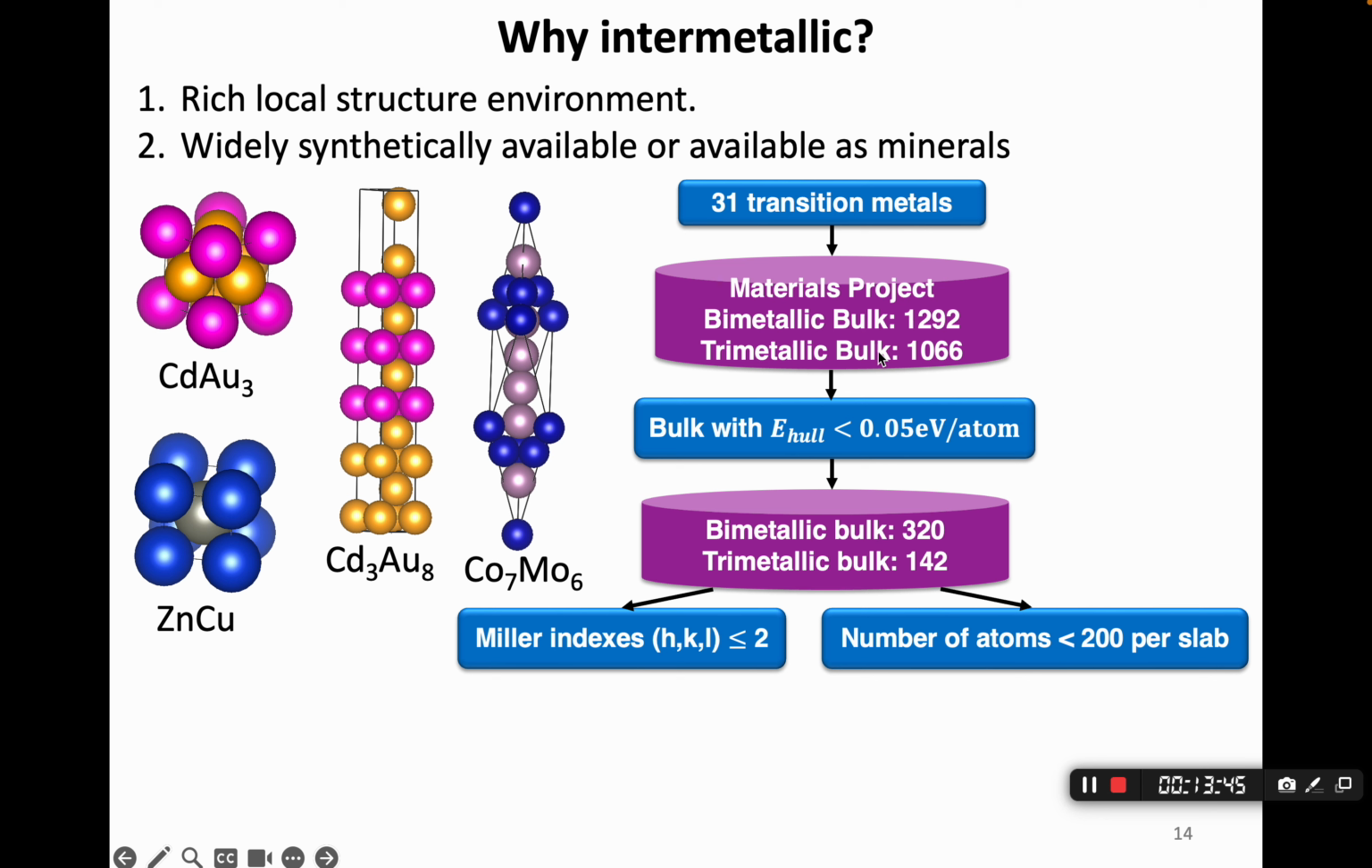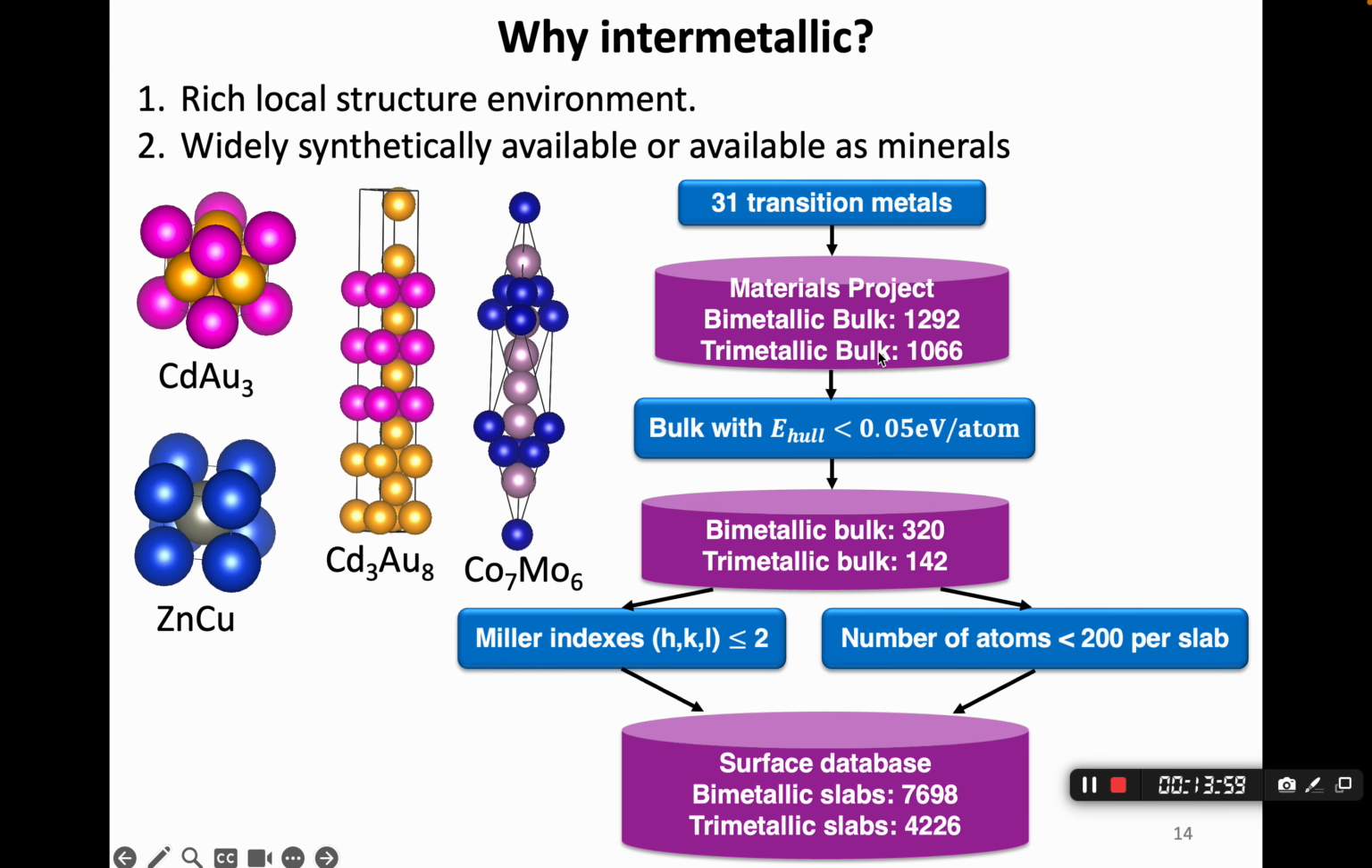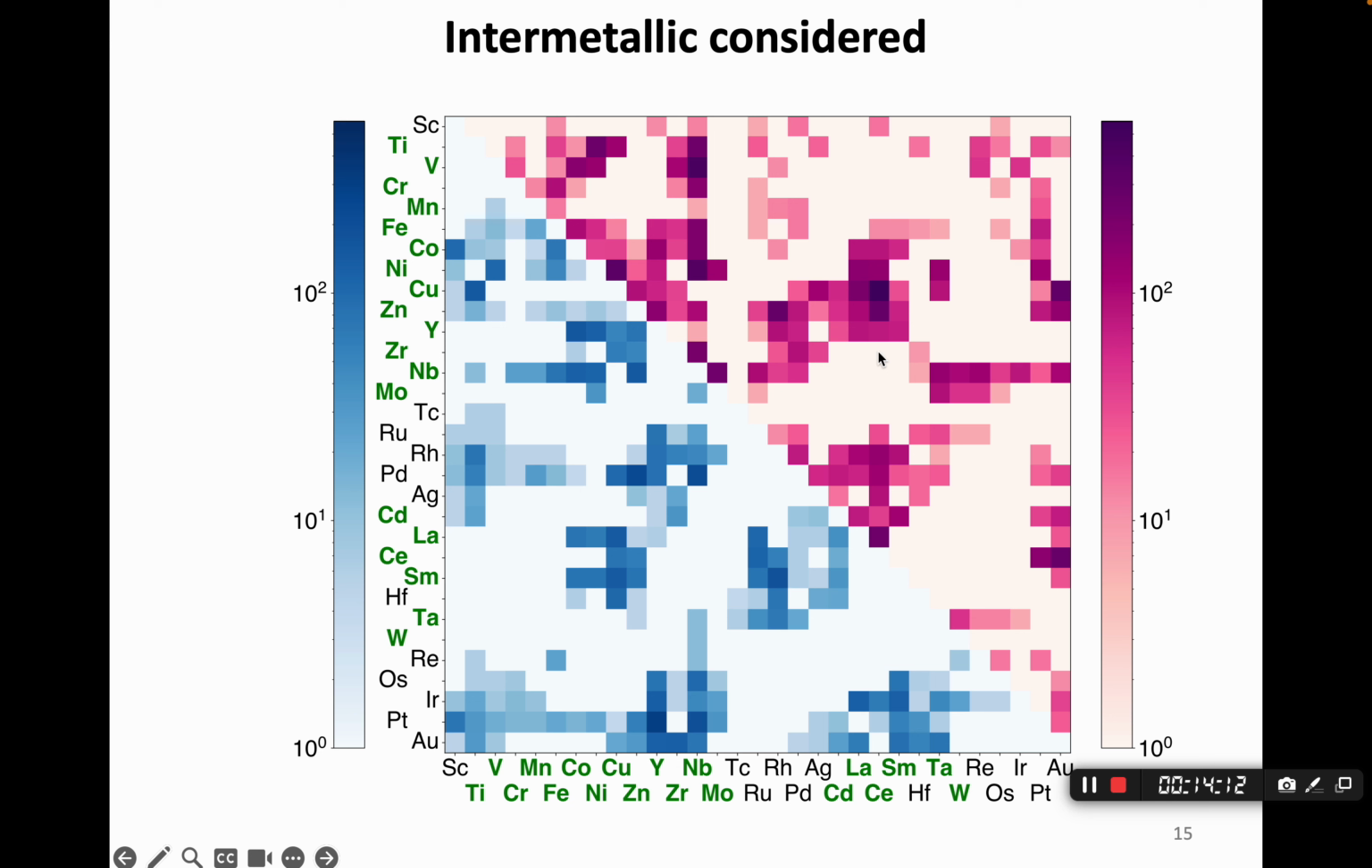We also limited our calculation a little bit, because once you create a supercell and a slab model, the size of the slab can be really large. So we only chose those that have less than 200 atoms per slab. And eventually you end up with quite a lot, like 11,000 surface structures, and we actually computed these 11,000 surface structures with DFT to get the electronic structures. This is the distribution of the compounds, where the color tells you how many surfaces we eventually ended up with in our DFT calculations.